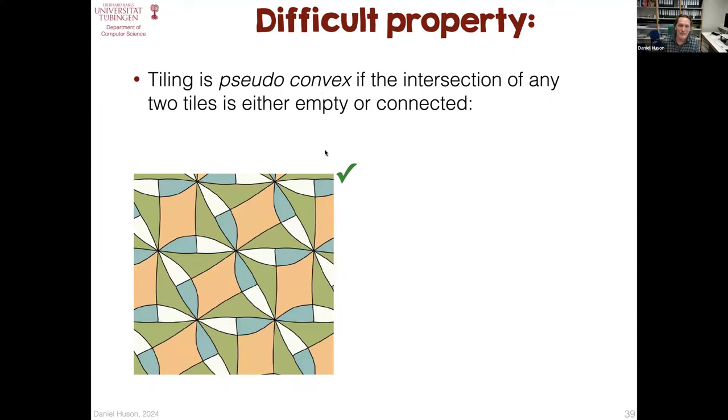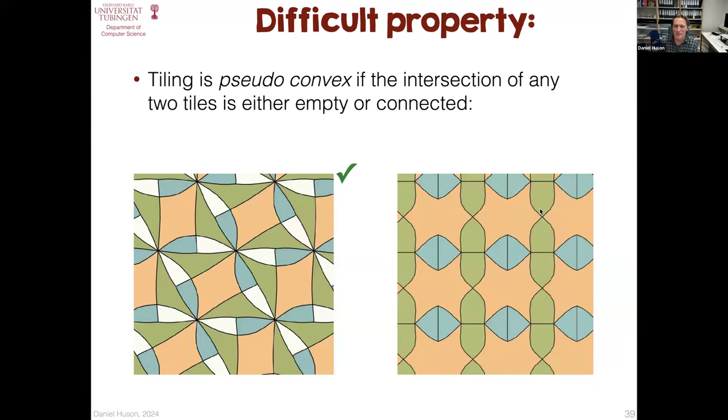So a lot of things are easy to do with the Delaney-Dress symbol or the triangulation of the orbifold, but here's something that is not straightforward to do. Let's call a tiling pseudo-convex if the intersection of two tiles is either empty or connected. So it's either nothing, or it's a vertex, or it's an edge. So this is pseudo-convex. Here's an example of something that's not pseudo-convex.